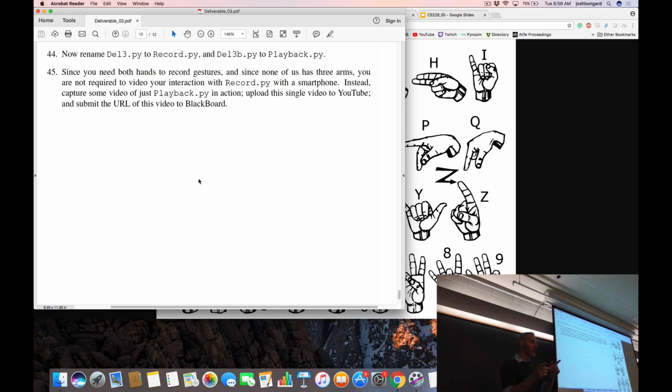In deliverable 4, as I mentioned, we're then going to start to build a machine learning algorithm that's going to take in all of these saved gestures, and we're going to train that machine learning algorithm so that when someone new comes along and signs this, the machine learning algorithm will say, I've seen that before, that's a 0. And we'll talk about which machine learning algorithm we're going to use next week.